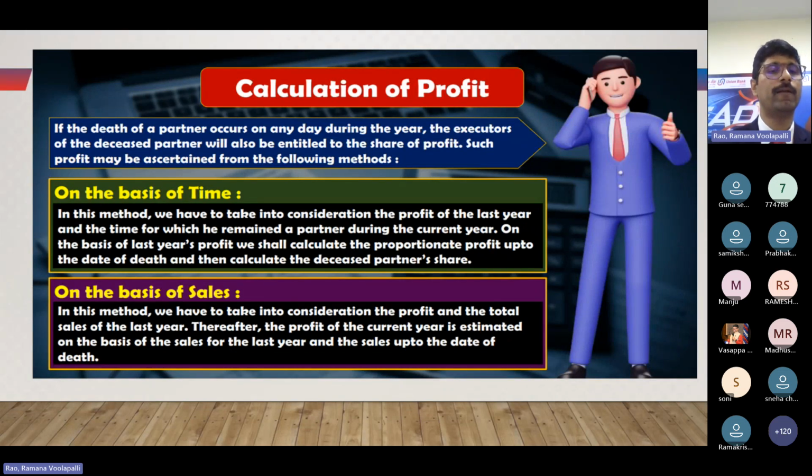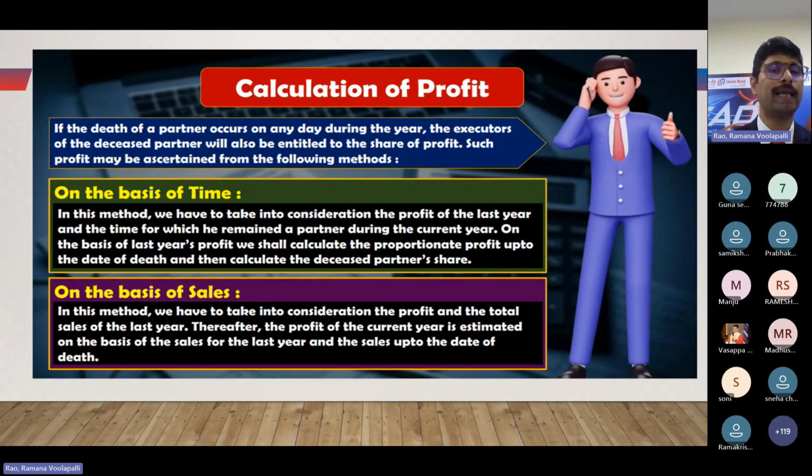In this method, we have to take into consideration the profit and the total sales of the last year. What is the sale and profit of the last year? Thereafter, the profit of the current year is estimated on the basis of the sale.